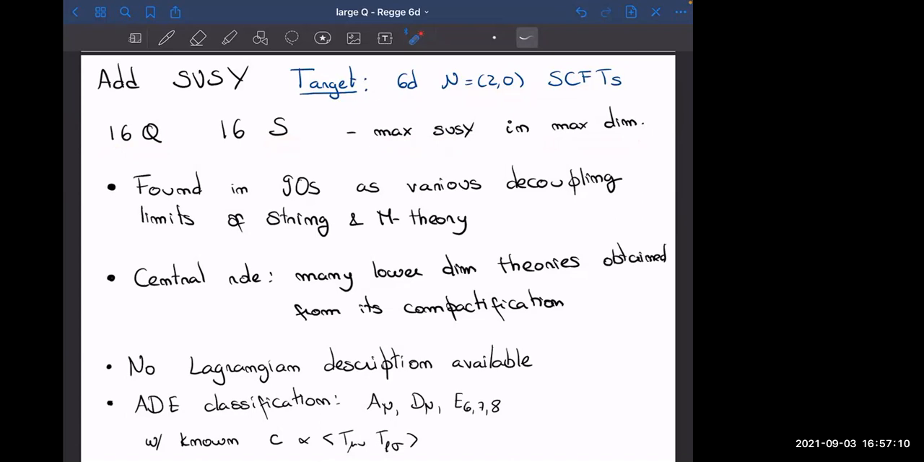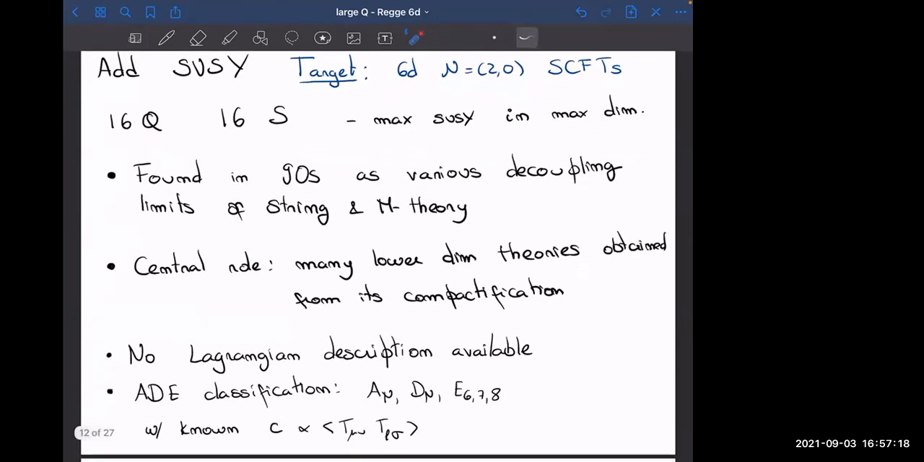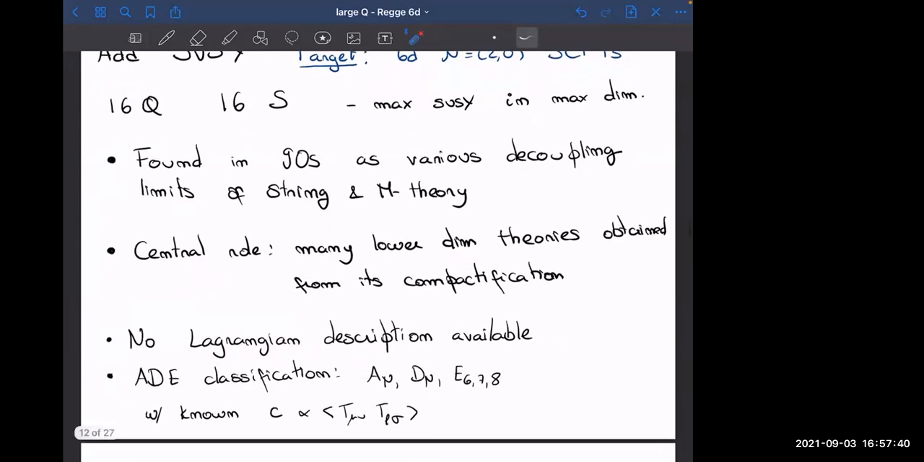These series are quite old. They were found in the 90s as various decoupling limits of string and M theory, but we still know very little about them. Despite that, they play a central role in the sense that many lower dimensional series can be obtained through the compactification of these series, and many dualities can be understood also in this way. But they have no Lagrangian description available to describe them. So the descriptions we have are stringy in nature.